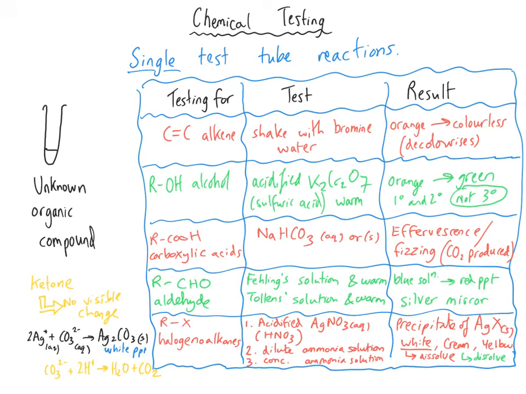And we use nitric acid rather than something like chloride ions, because chloride ions would obviously also interfere with the test by giving us a white precipitate with the silver ions. So we use nitric acid because it doesn't have any ions that would interfere with the test.